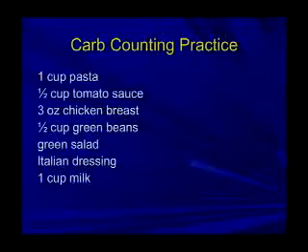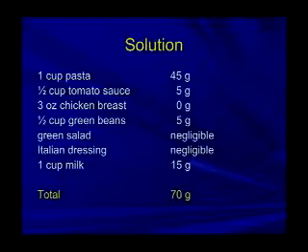So here's what we teach people how to do. For example, here's one menu. Cup of pasta. They need to go through and figure out which foods have carbs and how much it has. And in this case, it was 45 grams of carb from the pasta, 5 from the sauce, none from the meat, 5 from the beans. We don't really count salad. So this person ended up eating 70 grams.